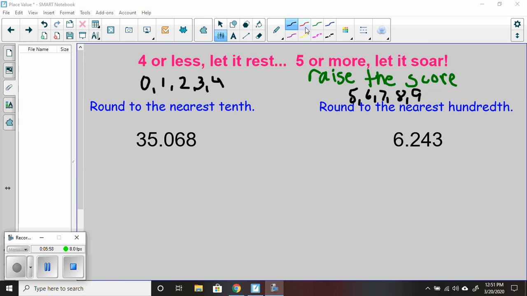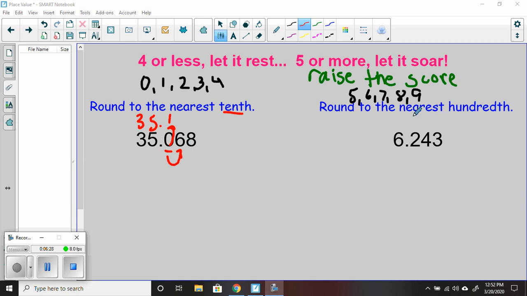So let's look at this first one. It says round to the nearest tenth. So I have to know my tenths place, and I know my tenths place is right here. So I'm going to go next door and ask the 6 to help out. Well, the 6 falls right in this group, so that means I'm going to raise the score. So that 0 actually turns into a 1. And then every digit after it would just kind of disappear. So 35 and 1 tenth would be what I round this number to.